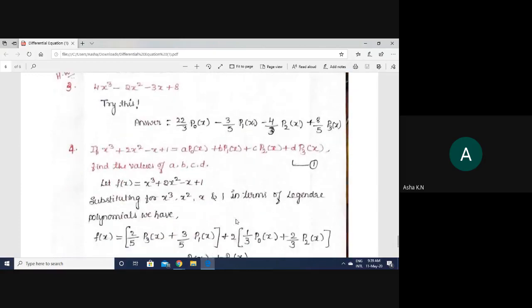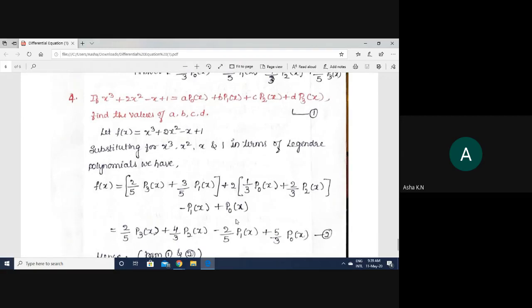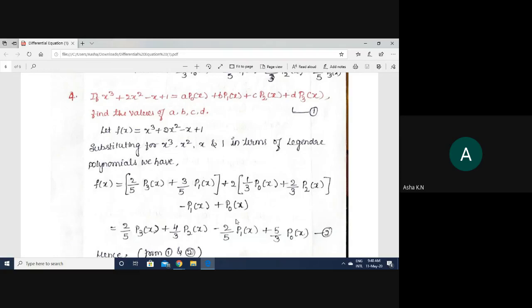The second one you can try later. We have a similar problem here, again the second one: x cube plus 2x square minus x plus 1. Again we have up to x cube, so all these terms can be expressed in terms of P0 of x, P1 of x, P2 of x and P3 of x. These four are enough. P4 of x is not required because the degree is 3 here.